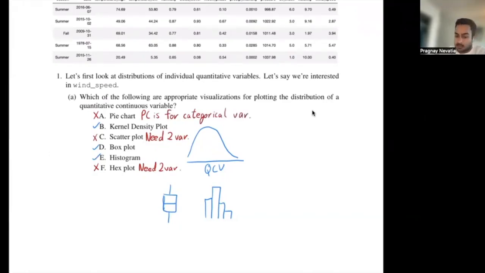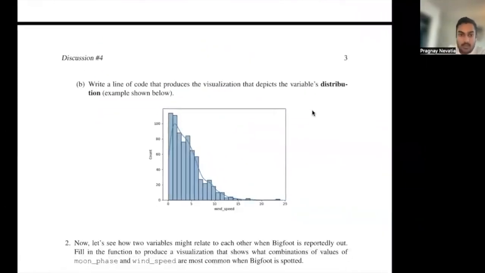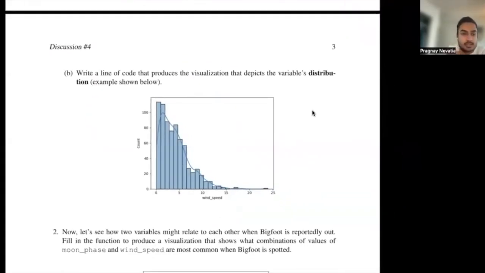Okay, so that was part A. Moving on to part B. Here, you have to write a code. So you have to write a line of code where you have to produce a visualization which depicts a quantitative continuous variable distribution as shown below.